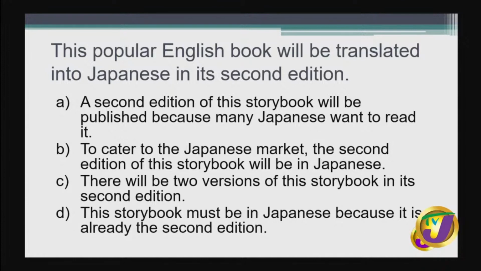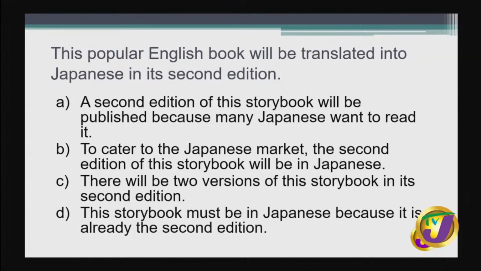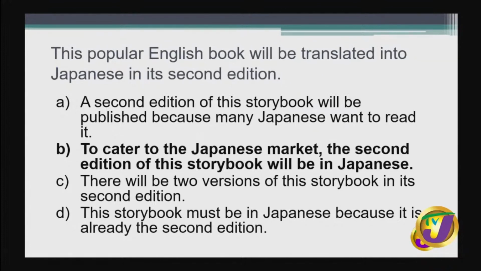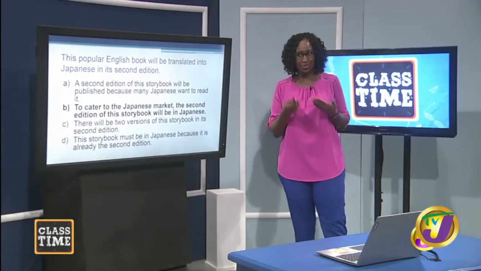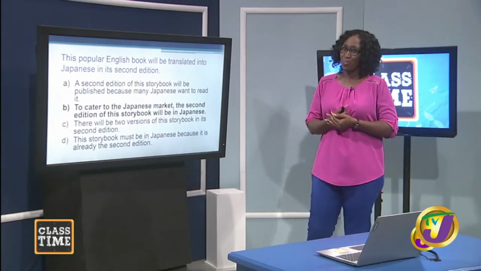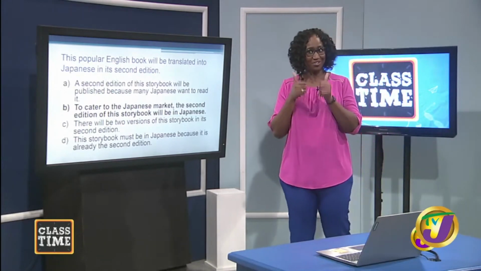To cater to the Japanese market, the second edition of this storybook will be in Japanese. So the whole idea is that the Japanese want this book. It's very popular, but of course it's not in Japanese. So they have to put it in Japanese in order to get to that market. So I hope you got that one right.